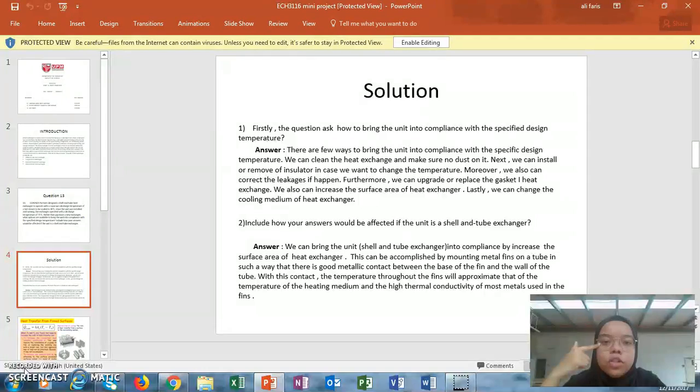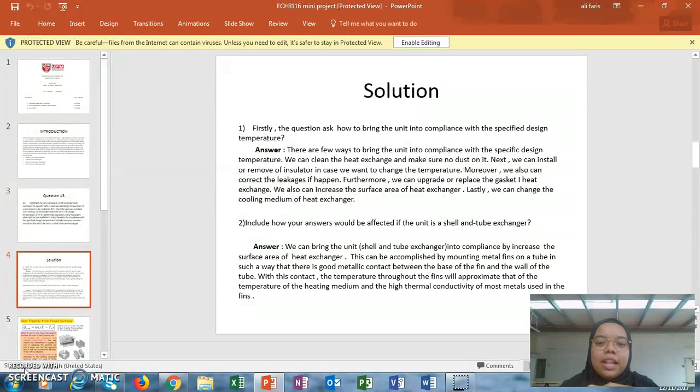For the solution, firstly we ask how to bring the unit into compliance with the specified design temperature. There are multiple ways, such as cleaning the heat exchanger and making sure that there is no dust on it. Also, we can install or remove insulator in case we want to change the temperature. Moreover, we can correct the leakage if it happens, because if there is, say, hot water leakage, that means the heat exchange cannot occur properly.